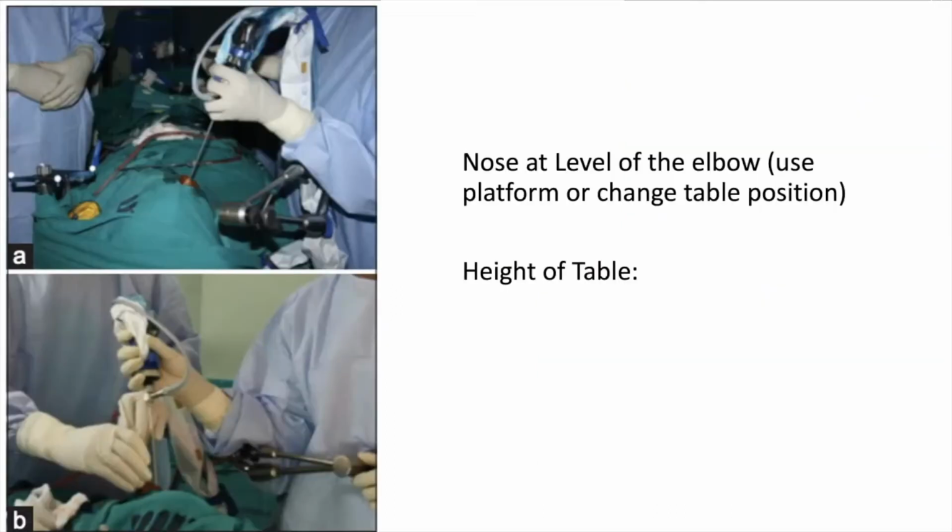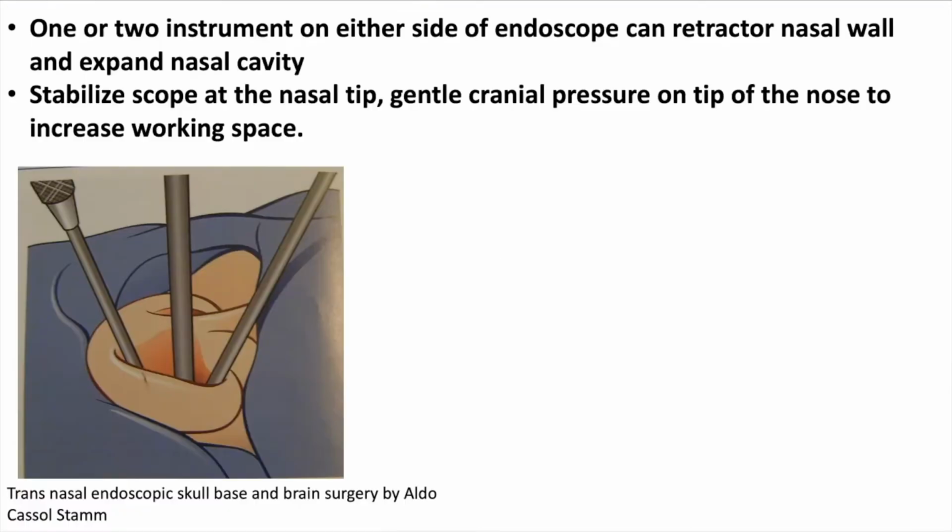The position of the table: your elbow should be at the level of the nose so that you can see the nostrils very well and there is no discomfort during surgery. Use one or two instruments on either side of the endoscope to retract the nasal wall and expand the nasal cavity, as shown here. Two instruments are expanding the nasal cavity, and this is the endoscope.